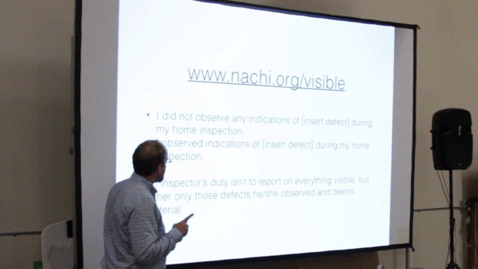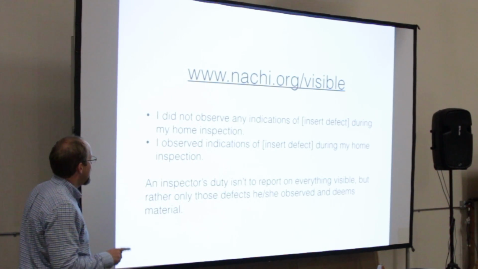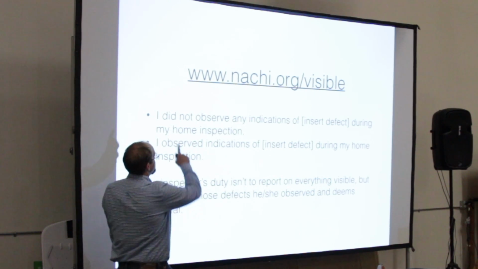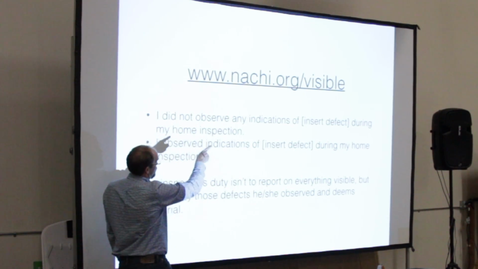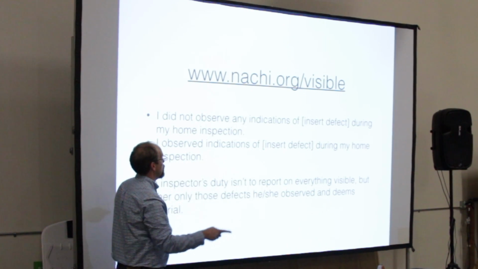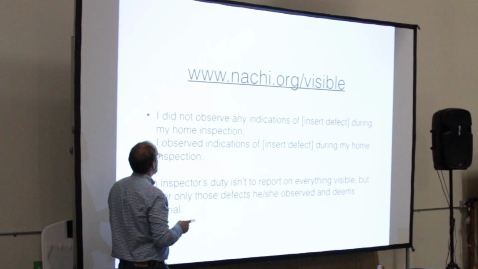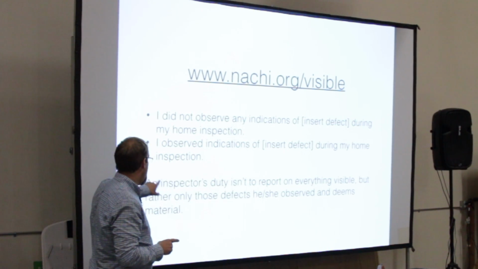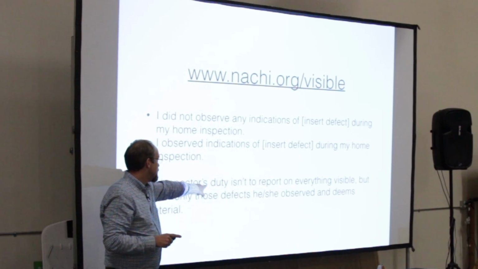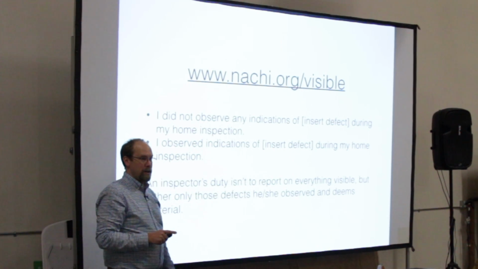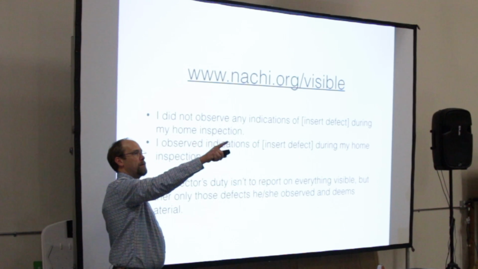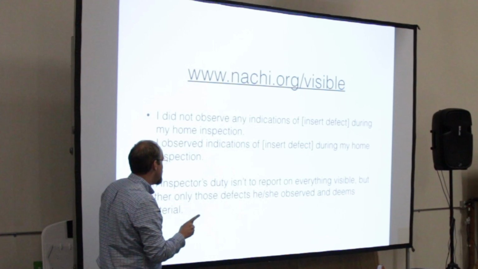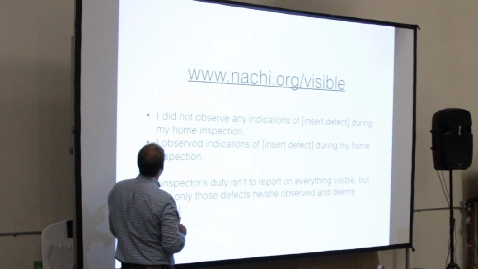InterNACHI general counsel provides a lot of tips on how to say things in your inspection report. There's a URL, and a really nice article about the word visible and the word evidence. An inspector's duty isn't to report on everything visible, but rather only those defects that you observe and deem to be material. Remember that. You're not required to report upon all of the thousands of defects in the House of Horus, only the ones that you observe and deem to be material.